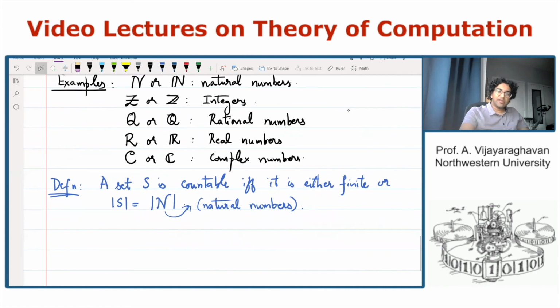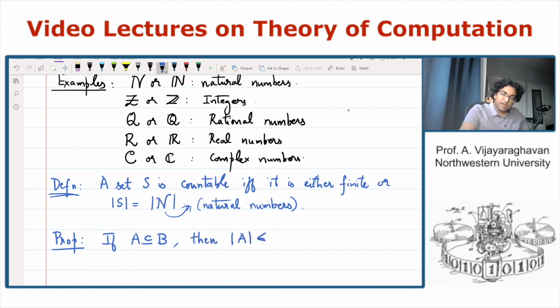Okay, now here is a simple proposition that is again very easy to prove. This says that if you have any two sets A and B such that A is a subset of B, then the cardinality of A is less than or equal to the cardinality of B. Again, it's an obvious statement for finite sets, but it's a very useful statement for infinite sets.